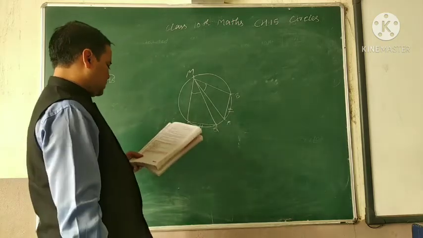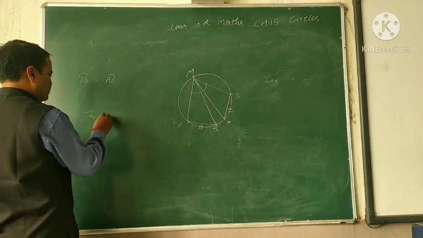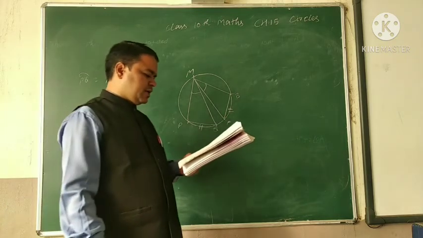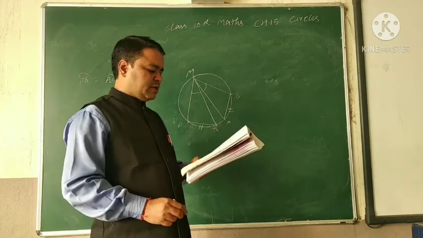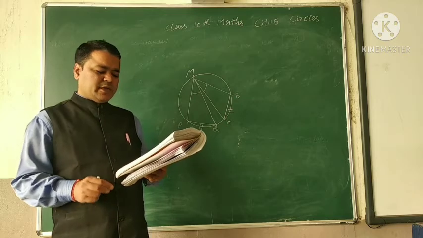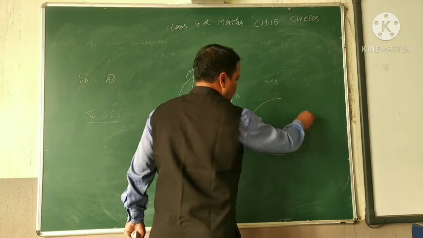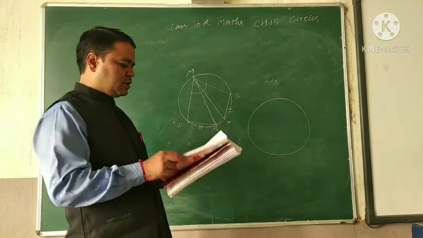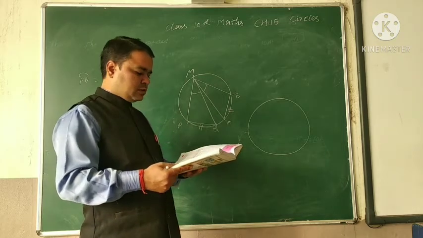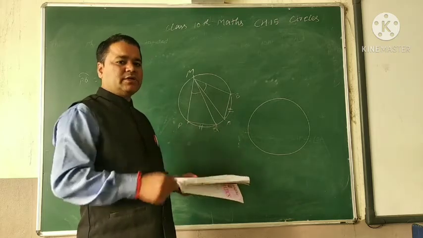The second theorem is given. Theorem 15.2. The second theorem is that angles in the same segment of a circle are equal. Angles in the same segment of the circle are equal. It means what? We go through it, and the proof whatever we did the first time is enough to prove all these theorems.